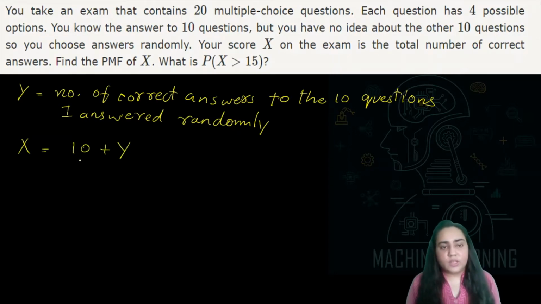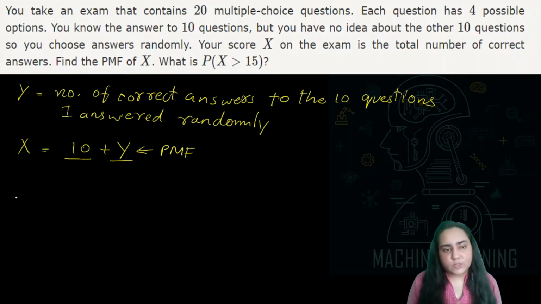The reason why I say 10 plus Y is because 10 is the number of correct answers I already have, since it says that I know the answer to 10 questions. So I'm definitely getting 10 points, but the remaining 10 points depend on Y. That's why it is multivariate, because I have two variables, X and Y. First, let's try to find the PMF of Y. So let's calculate the PMF for Y.